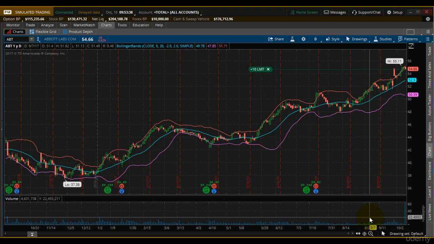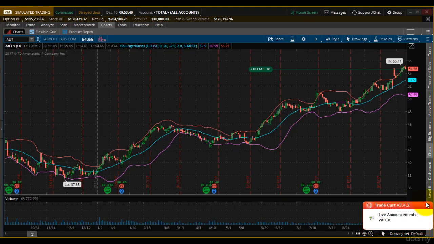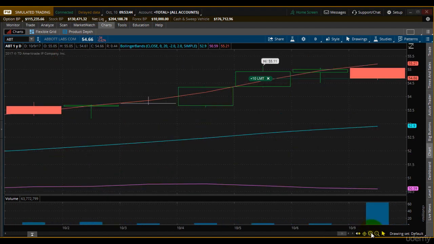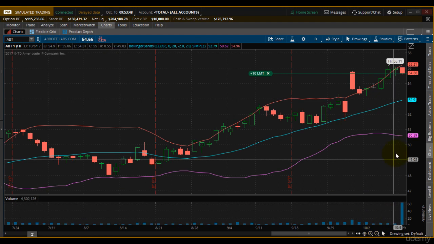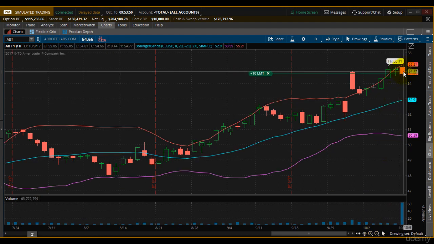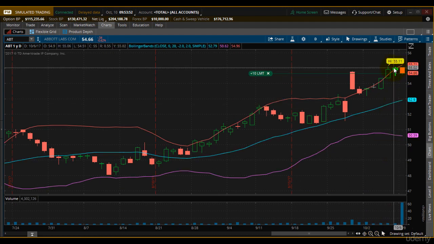Hi guys, today is Monday, 9th October, and you can see that our stock is currently at 54.66. It has come down from our high of 55 to 54.66, but we will sit and see how it goes. Currently it looks perfect, there is no problem at all.